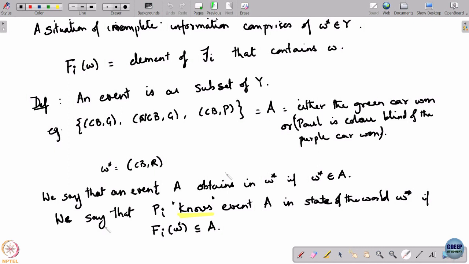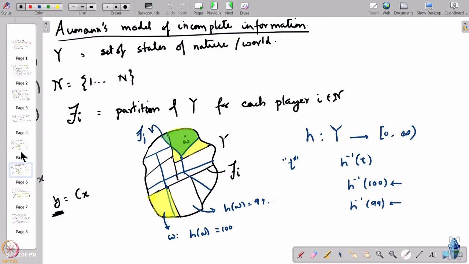And our definition of knowing was that we said player I knows event A in state of the world omega star if you look at the element of the partition that omega star lies in for player I, that element is completely enclosed in the event A. So you have these various partitions and every omega belongs to one element of this partition. Right. So, in particular, when this is your true state of the world omega, for the black partition, it belongs to this yellow region here, and for the blue partition, it belongs to this green region here.